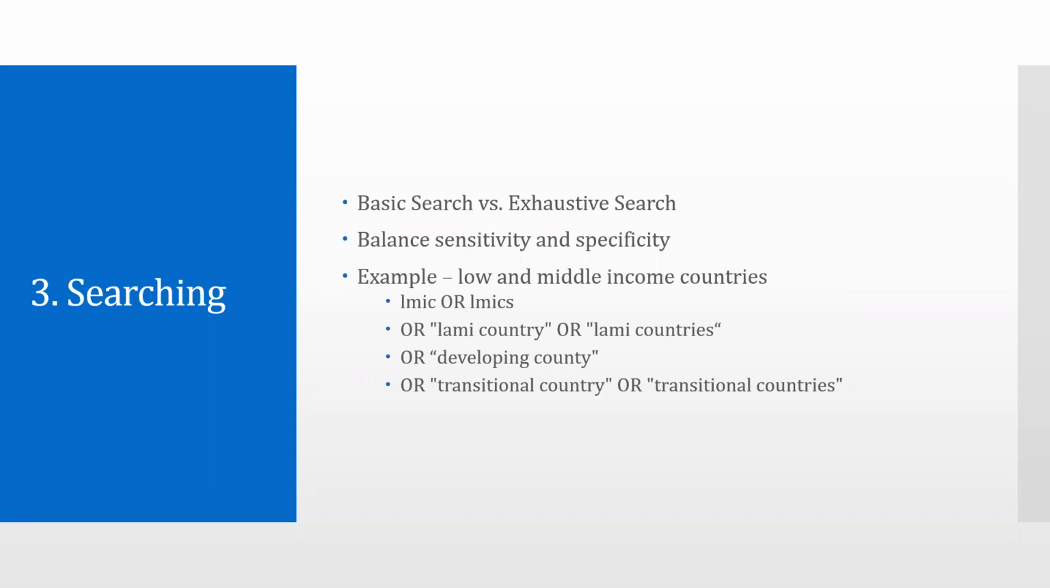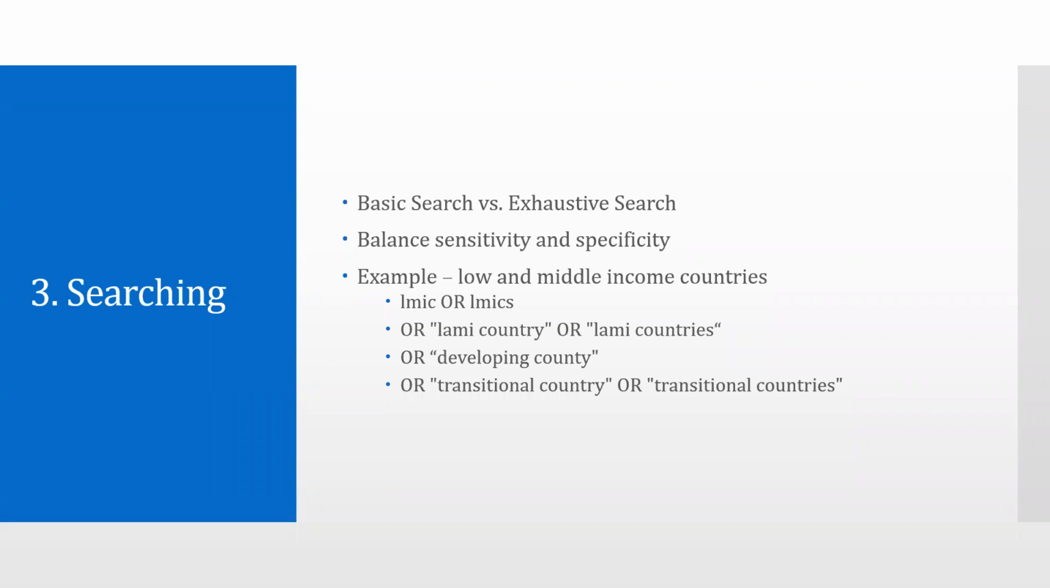So with a systematic review or other evidence synthesis project, you want to go beyond the basic search to a more exhaustive search. And you want to be sensitive enough that you're getting all the relevant articles, but we also try to be specific enough that you don't end up having to wade through thousands and thousands that are irrelevant. So we do a lot of testing different search strategies to figure out the best one.